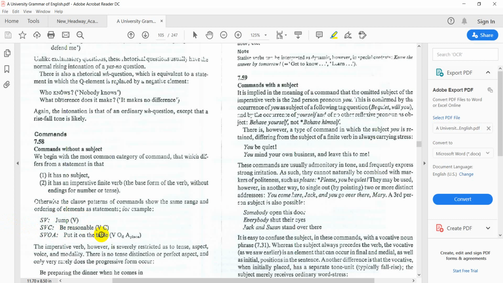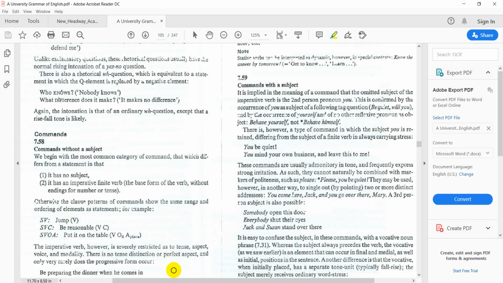SVC: be reasonable, in which it is only verb and subject complement. It means you be reasonable. SVOA: put it on the table. It means you put it on the table.